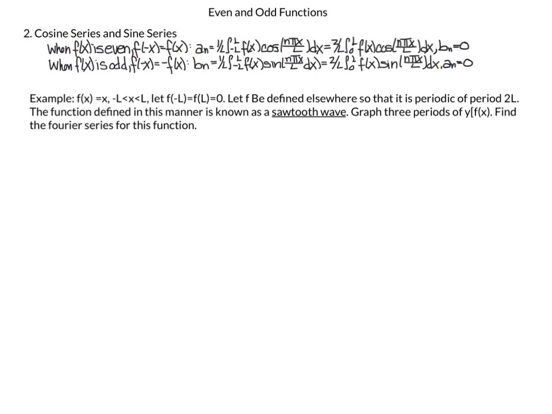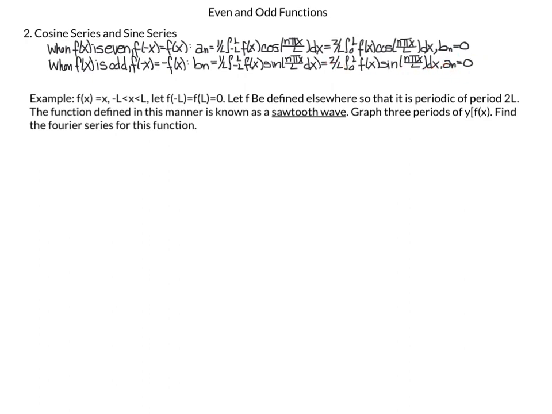So when f of x is even, then we can write our cosine terms. We have this formula for cosine terms. This is the simplified form here, and all of our sine terms will go away. Our b sub n is equal to 0. When f of x is odd, we can write this as a Fourier series of only sine, a sine series here, and then our a sub n can go away.